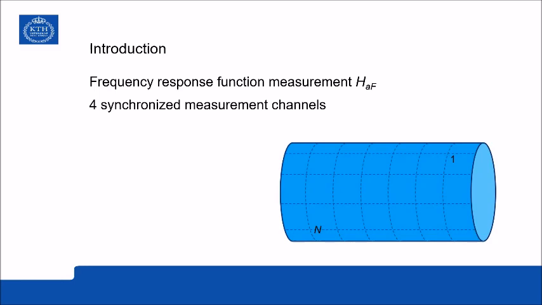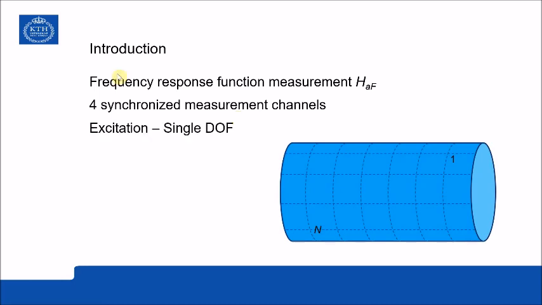So in this presentation we are going to discuss the topic of roving response measurements or roving excitation measurements, because these are two different methods to measure a row or a column of the frequency response function matrix. So let us assume we have a cylindrical test object with observation points from 1 up to capital N. And let's also suppose that we are going to measure the frequency response function between exciting force and the responding acceleration. And we have 4 synchronized measurement channels at hand for the measurements.